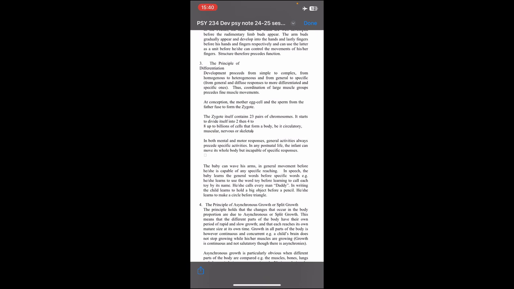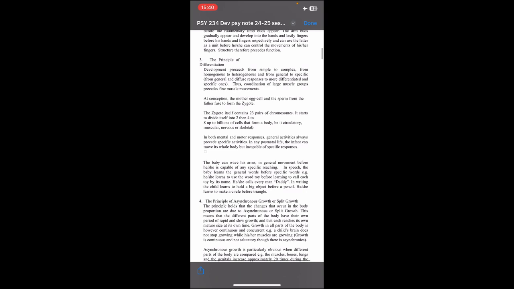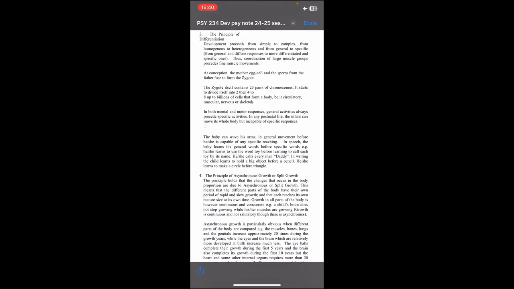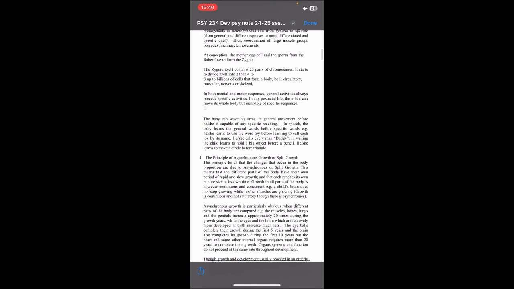This is also concerning what I said before. So your hand can move. You can move your hand freely as a child, but before you can learn how to write, it takes a while. So at conception, the mother's egg cell and the father's sperm fuse. The zygote itself contains 23 pairs of chromosomes, that's 46 chromosomes. It starts to divide itself into 2, then 4, then 8, up to billions. So it forms all the systems in the body.